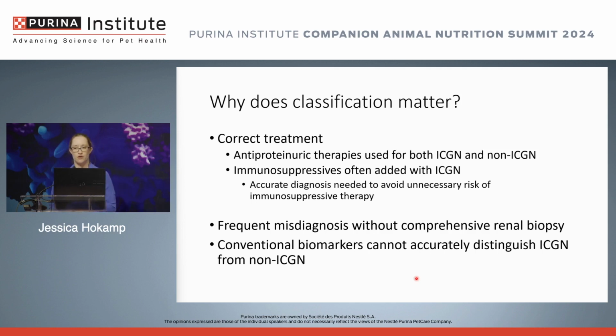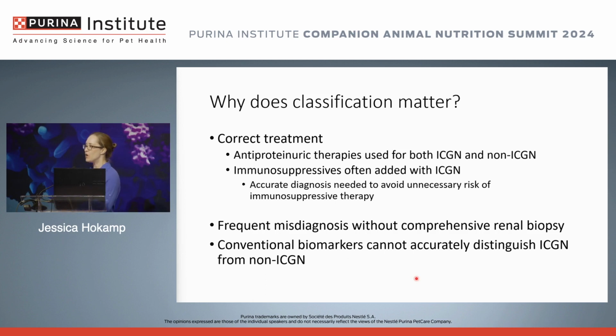Well, this really comes down to correct treatment and prognosis. Antiproteinuric therapies, including a proper renal diet, are commonly used for both ICGN and non-ICGN. But when we have immune complex-mediated glomerulonephritides, immunosuppressives are often added, and frequently those treating these patients have to modify the immunosuppressives depending on the patient response. So accurate diagnosis is really needed to avoid an unnecessary risk of immunosuppressive therapy.